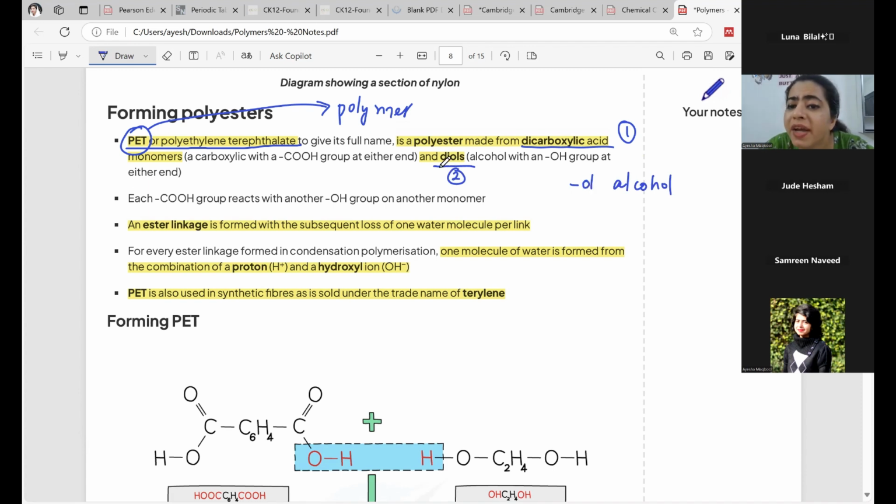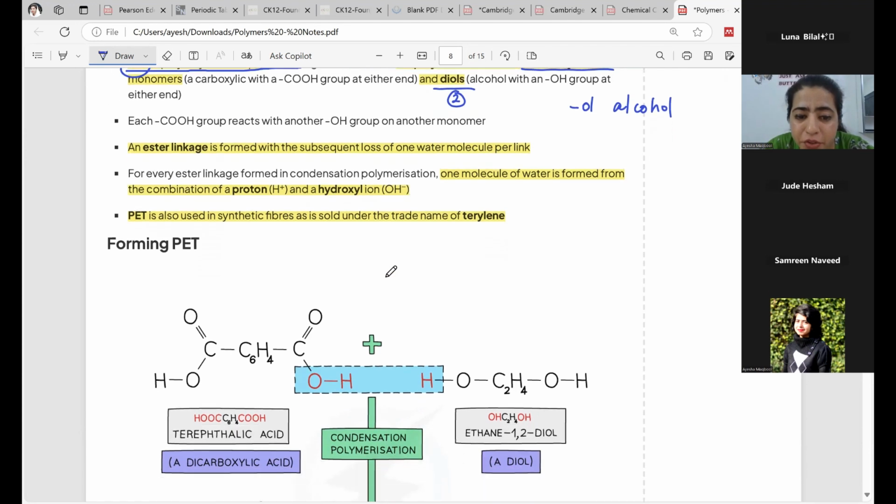So we are not writing di-alcohol, we can write the short form diol. Diol means two alcohol groups are there, two OH groups. So this PET polymer is made from two monomers. Monomer number one is a dicarboxylic acid and monomer number two is a diol having OH on both sides. When they connect together, they make this PET polymer. How? Let's check out the structure.